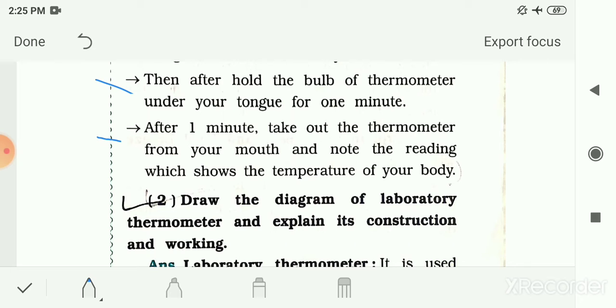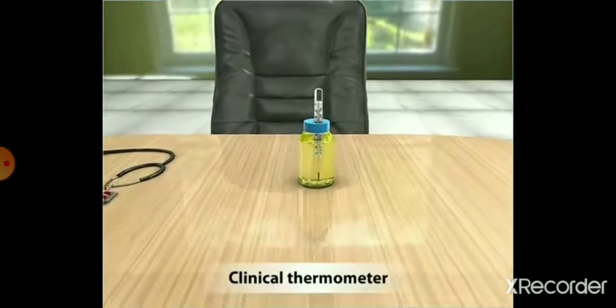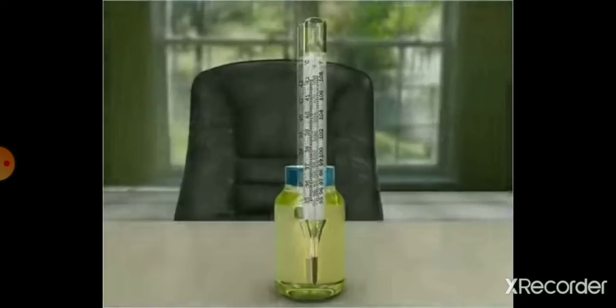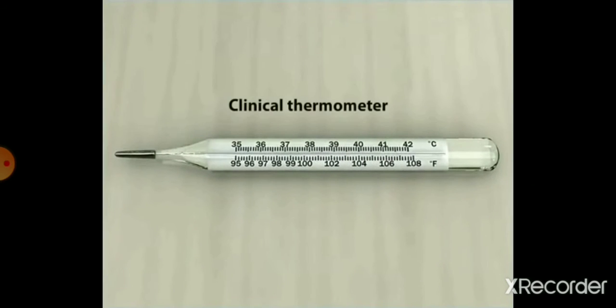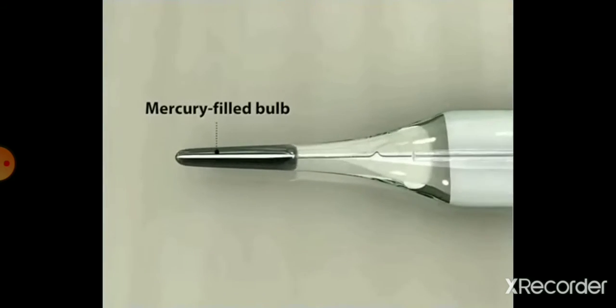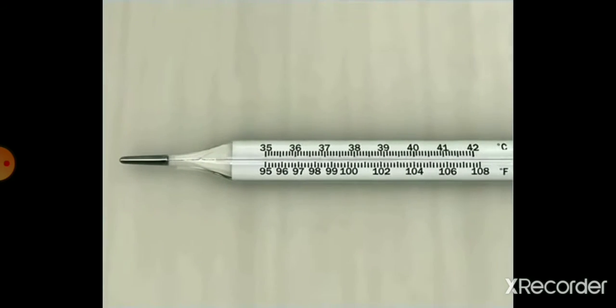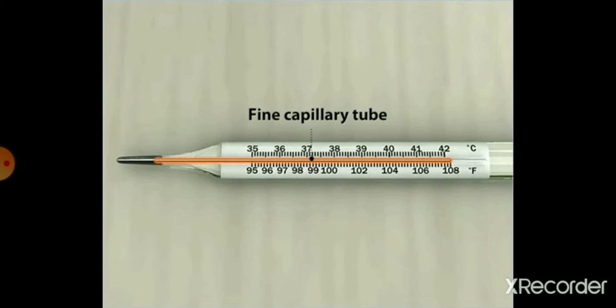Now next, question number 2. Before this question 2, we will see the working principle and construction of this kind of clinical thermometer. To measure the body temperature of a human being, we use a clinical thermometer, or you can say a doctor's thermometer. Here it is shown to you, the clinical thermometer. It has a glass tube, then a mercury-filled bulb at one end in which the mercury is there, and a fine capillary tube which is placed in this narrow uniform glass tube.